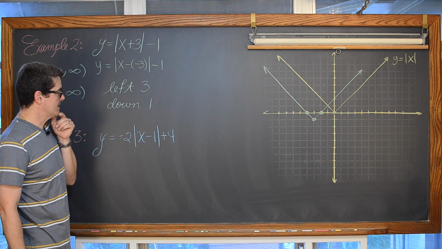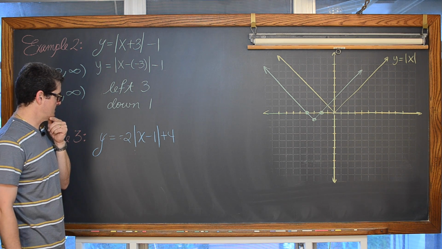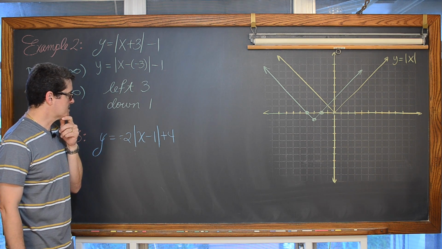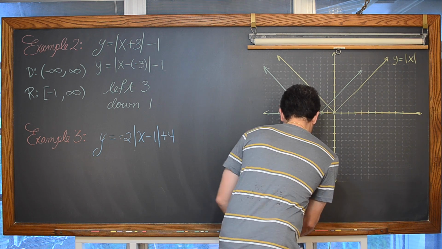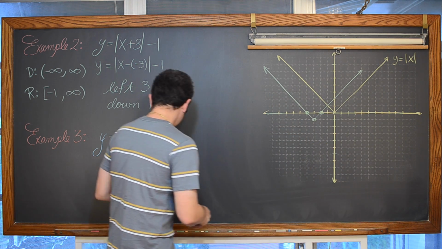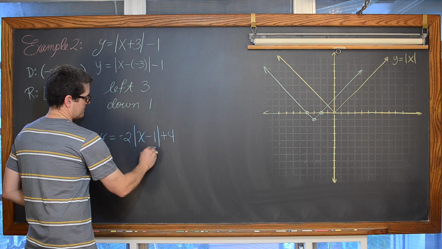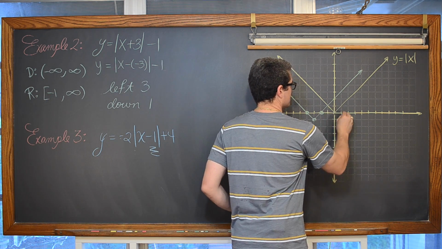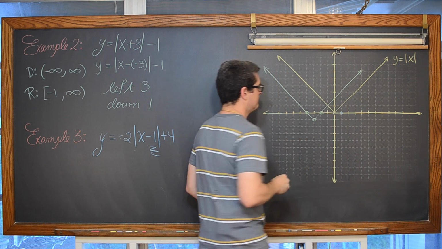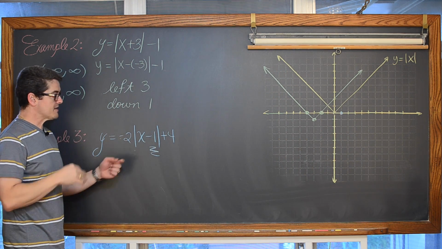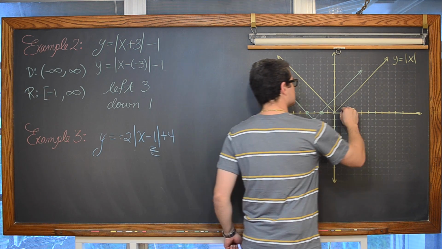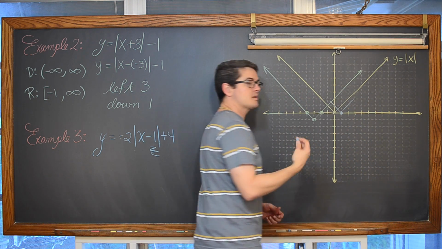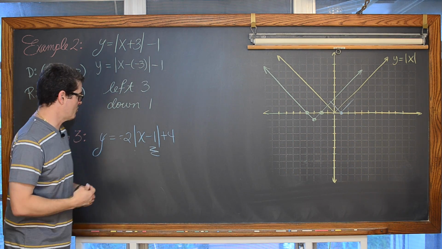So let's see here. How do we want to do this? I guess we could do this in stages. Let's try and do some different colors. Let's first talk about that horizontal change of 1. That's going to move this vertex from 0, 0 over to 1, 0. And if that's the only transformation we would have, then the graph would look something like that, with the slope of the lines coming off of that vertex having a slope of 1.